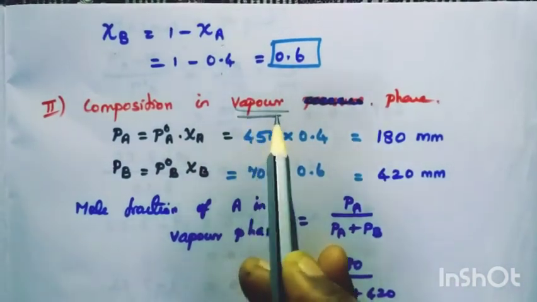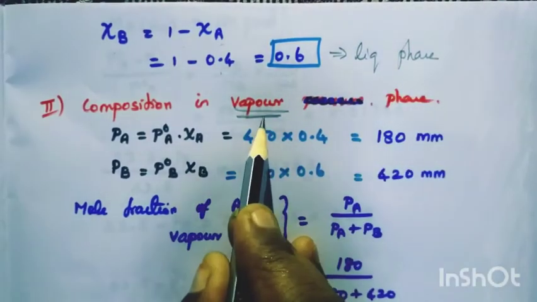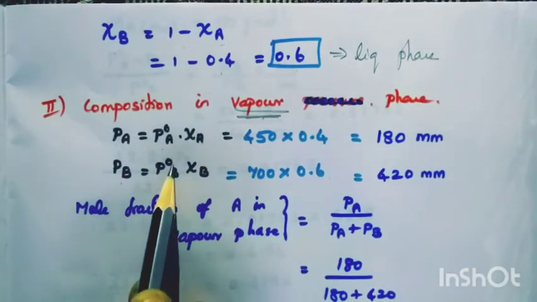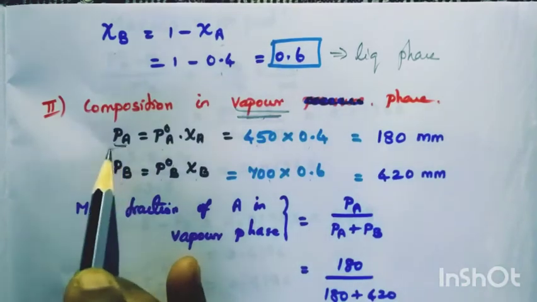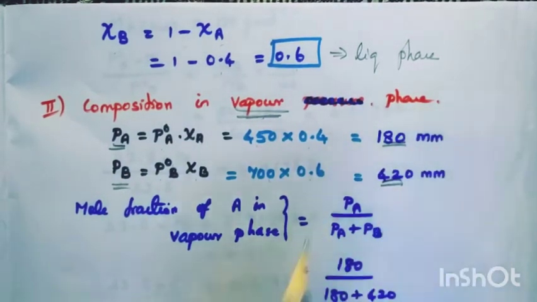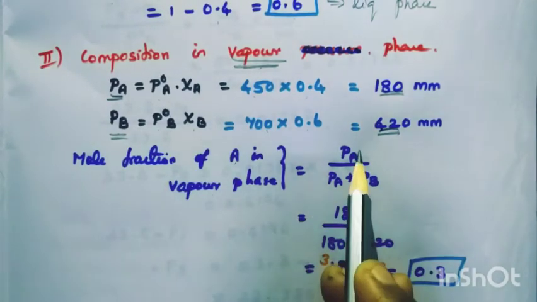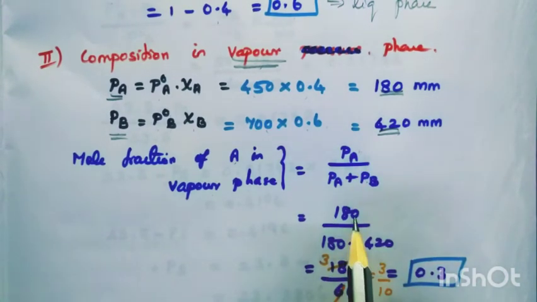This is for the liquid phase we found. And here it is the vapor phase. We have to write it in partial pressure. PA is equal to P naught A into XA, PB is equal to P naught B into XB. So 450 times 0.4, 700 times 0.6. PA is this, PB is this one. So now we can easily calculate the mole fraction of A in vapor phase: individual moles by total. Instead of moles, we write the pressure. So 180 for PA, 180 by 180 plus 420. Cancel all these, 6 3s are 18, 3 by 10, so 0.3.